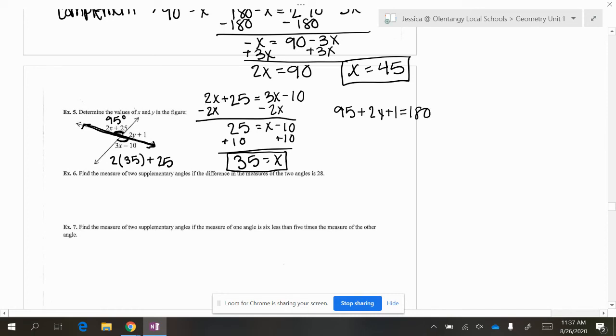Doing the math, putting it all together, we get 96 plus 2y equals 180. Subtract 96. 2y equals 84. And then y equals 42.